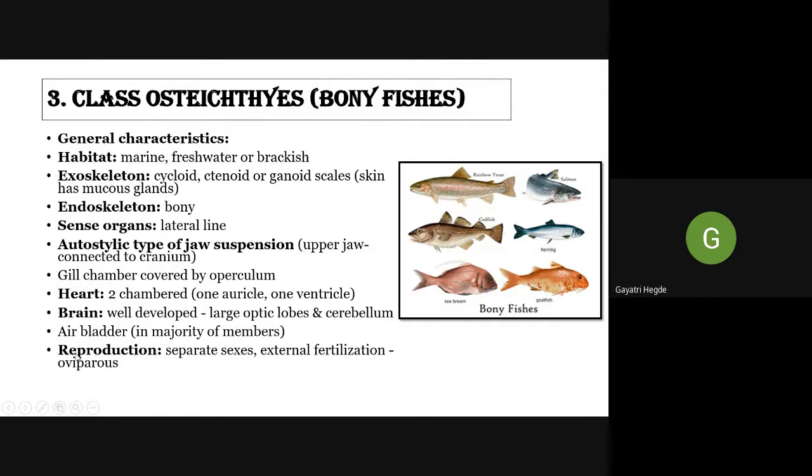Next is reproduction. Again, they are unisexual fishes, meaning sexes are separate. Here external fertilization occurs. There, in cartilaginous fishes, internal fertilization was seen. Here, external fertilization is seen. Due to external fertilization, we see oviparity. They are oviparous fishes.